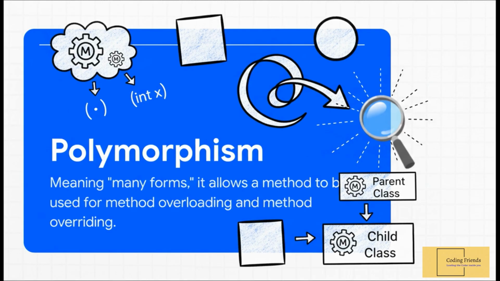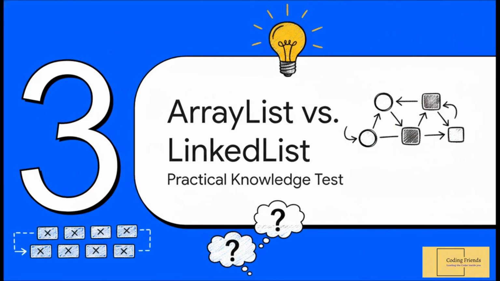In Java, it means you can have one method name that does different things depending on the object it's working with. Think of a draw method. For a circle object, it draws a circle, but for a square object, it draws a square. Same action, different results. Awesome. You've just aced the theory part.